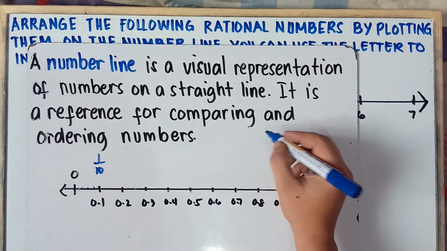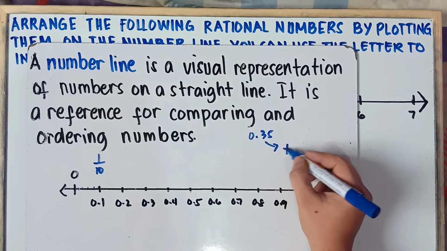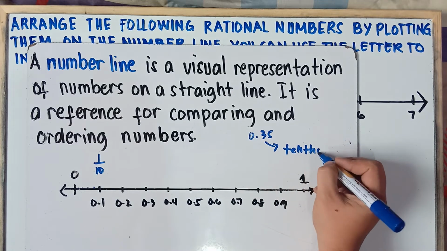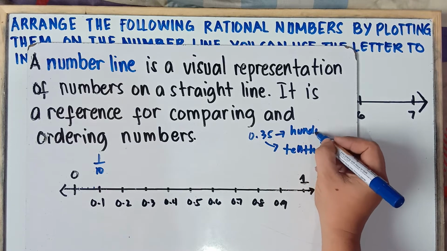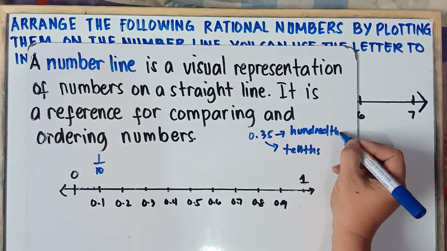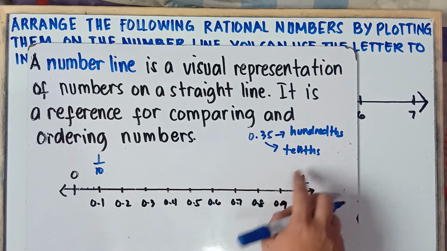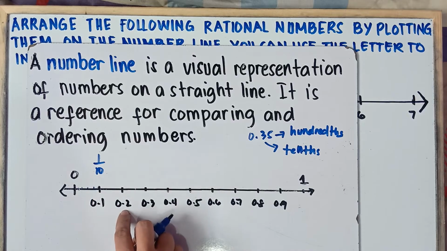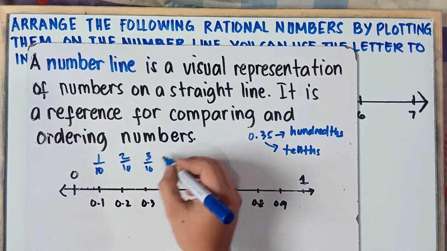Once again, class, for the decimals, if you have 0.35, this 3, the place value is tenths, and this 5, the place value is hundredths. So therefore, if you have 0.1, there would be 1, then the place value is tenths, that would be 1 over 10. 0.2, that would be 2 over 10. 0.3, that would be 3 over 10.